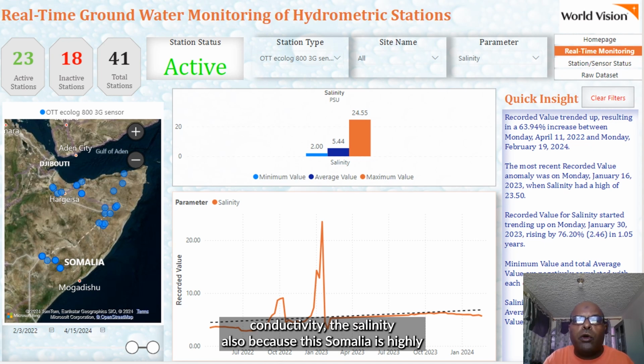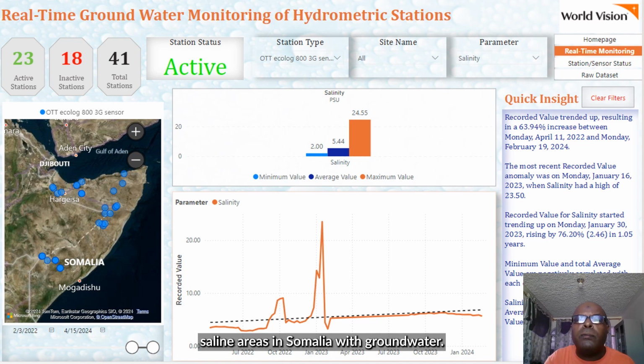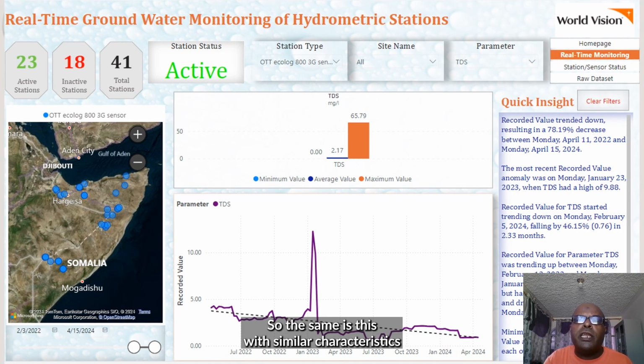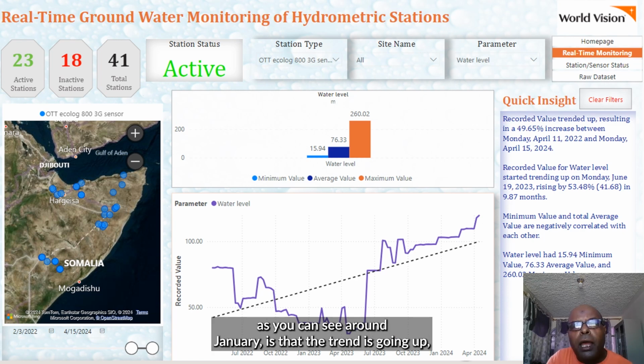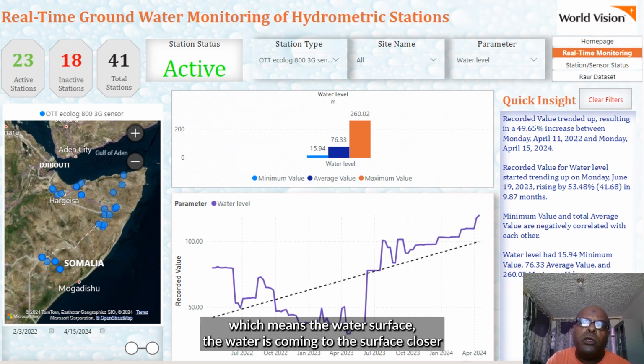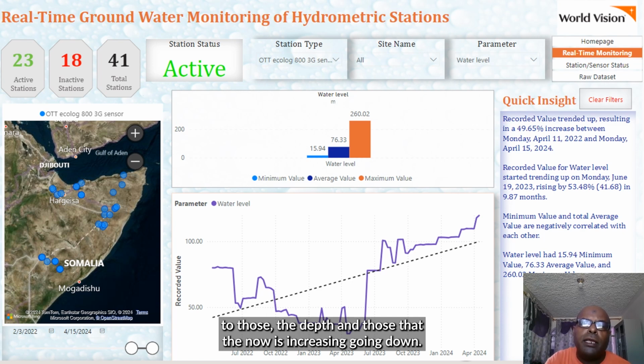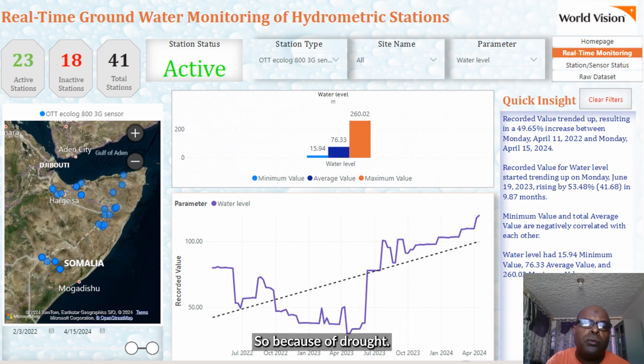As you can see, the trend is similar to that of electric conductivity. The salinity also, because Somalia has highly saline areas in groundwater. So the same is TDS with similar characteristics, as well as this one, which is the basic water level. As you can see, around January the trend is going up, which means the water is coming closer to the surface, and now it is going down because of drought. So this is water level measurement making use of these sensors.